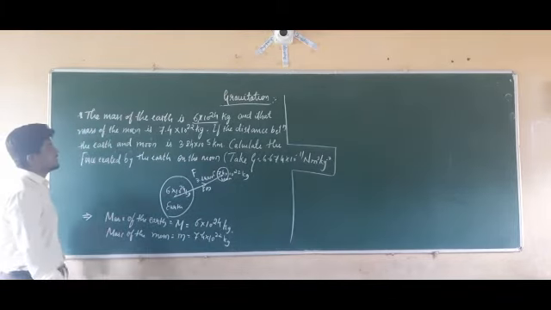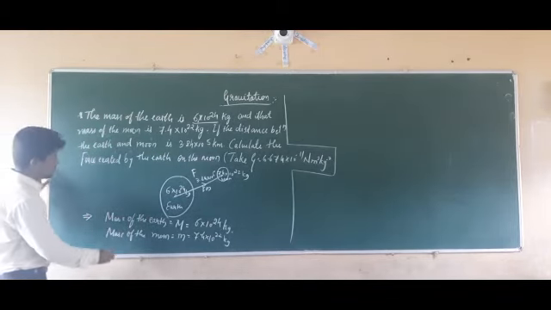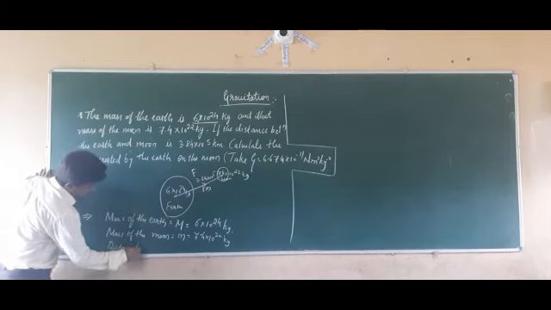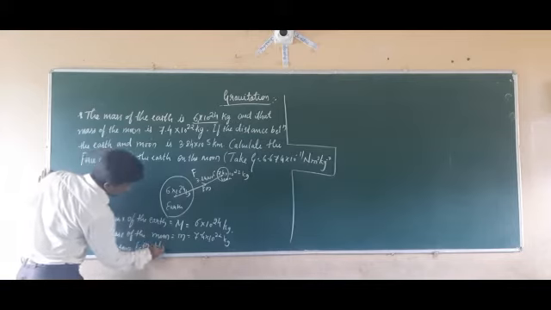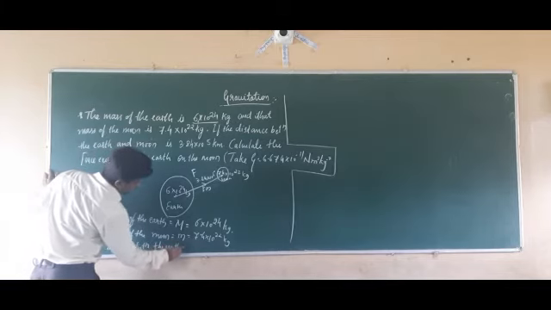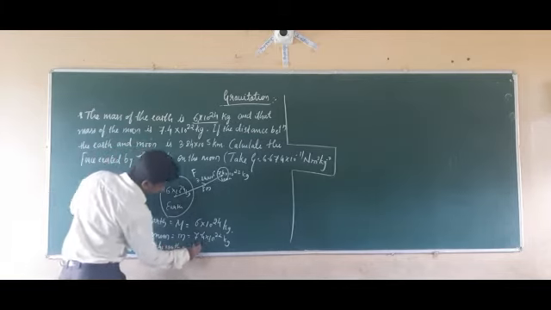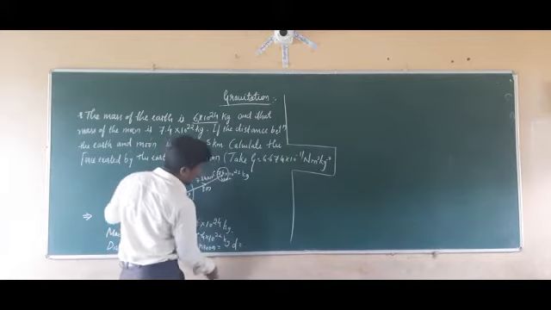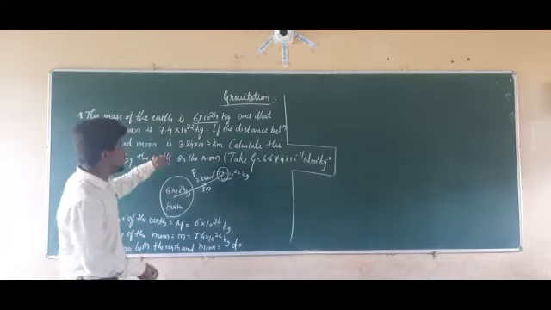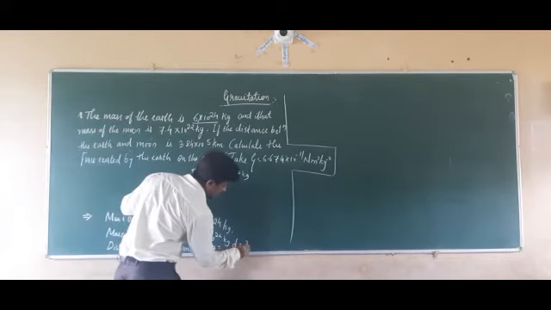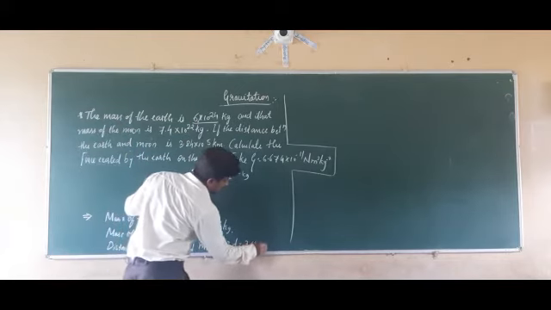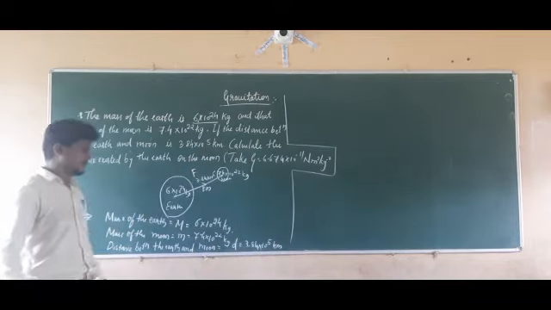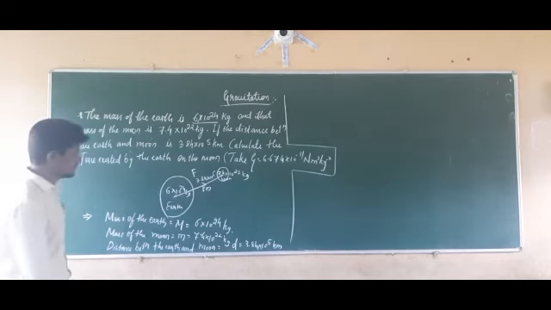Next, what are they given? They are given the distance between the Earth and Moon. That is small d, which is given as 3.84 into 10 raised to 5 kilometers.